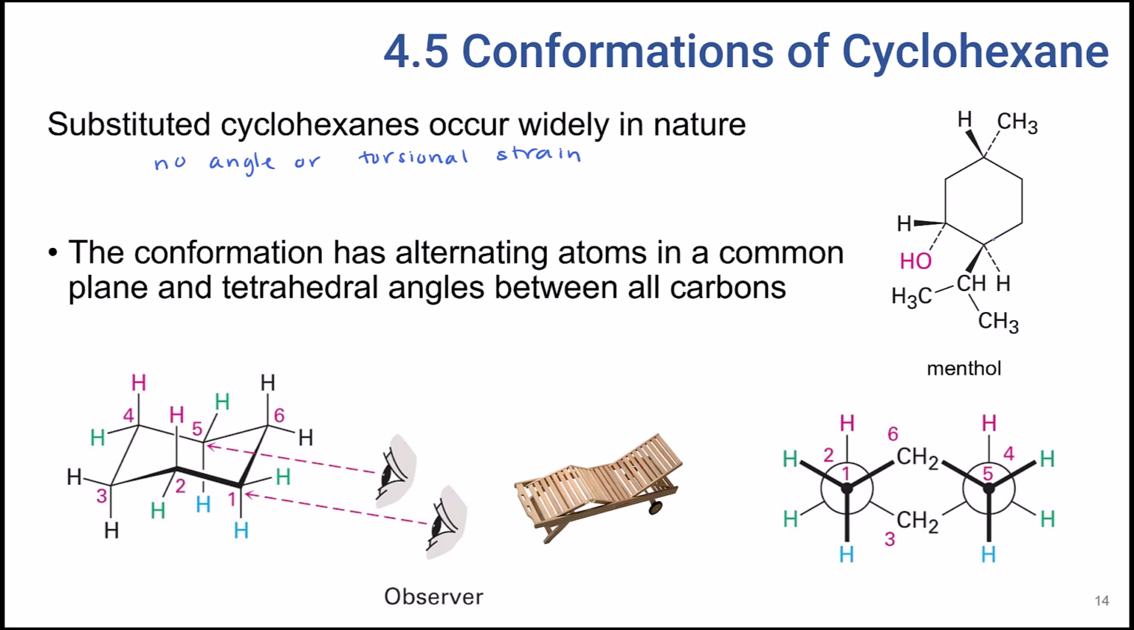So when these cyclohexanes form this conformation where it can be tetrahedral between all the carbons, this is called a chair conformation. It kind of looks like a chaise lounge, like one of those beach chairs that you might see in the summertime, and it's drawn kind of like this chair. If we look at the Newman projection down the 1, 2 and the 5, 4 bond, we can see this is anti-staggered, which is why we don't have any of that angle or torsional strain.